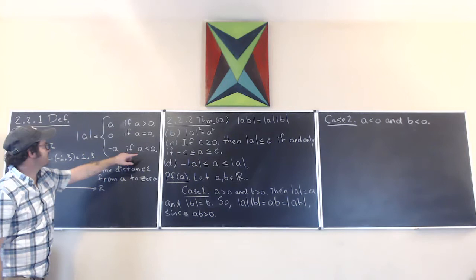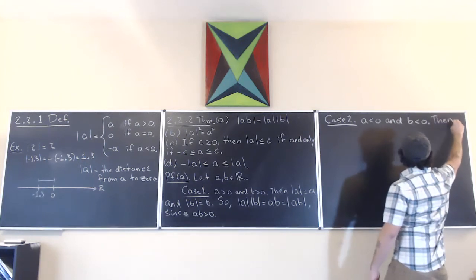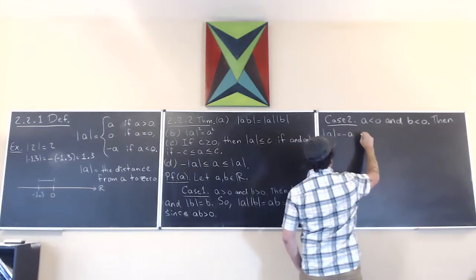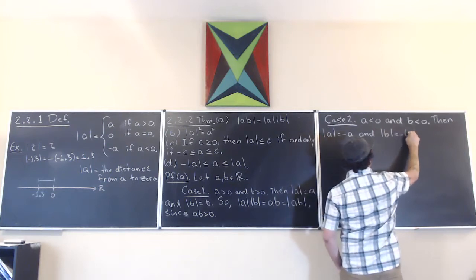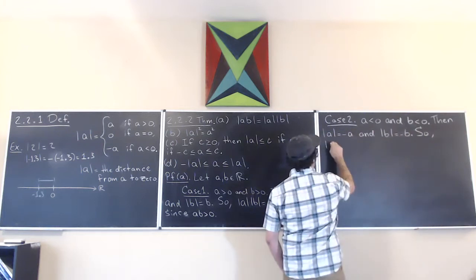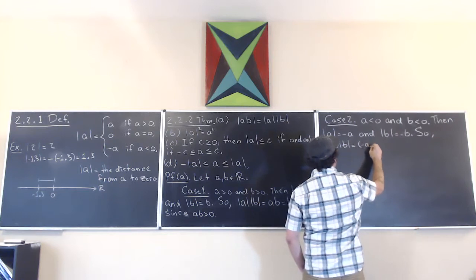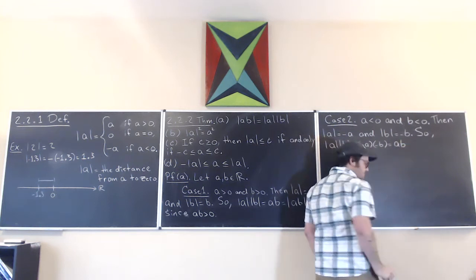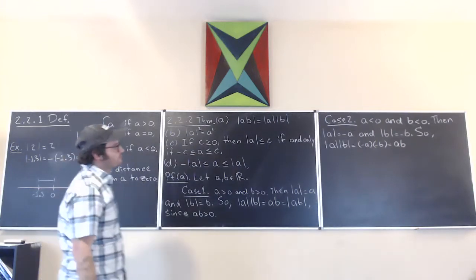So we're in this case here for the definition of the absolute value, so we can say then the absolute value of A is equal to negative A, and the absolute value of B is equal to negative B. So the absolute value of A times the absolute value of B is equal to negative A times negative B, which is equal to AB. Okay. I wrote that down, right?